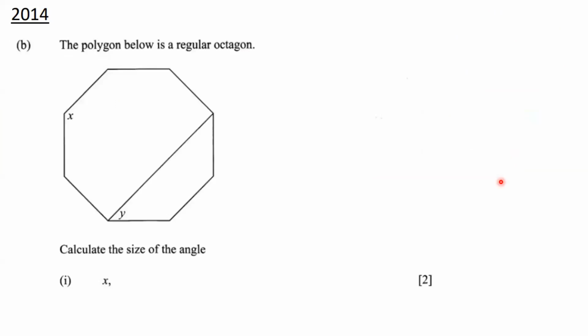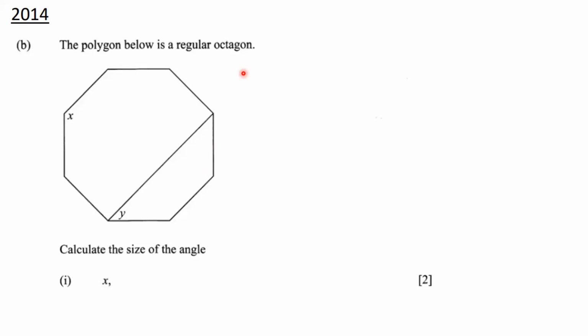The question is number 24. It says that the polygon below is a regular octagon. Now, an octagon has 8 sides, and this is a regular octagon. Let's count the sides. So we have 1, 2, 3, 4, 5, 6, 7, 8. And so what that means is that if we look carefully, this is a regular octagon. That means that all of the sides and all of the angles are equal. So all of the sides are equal in length, and all of the angles are equal in measure.